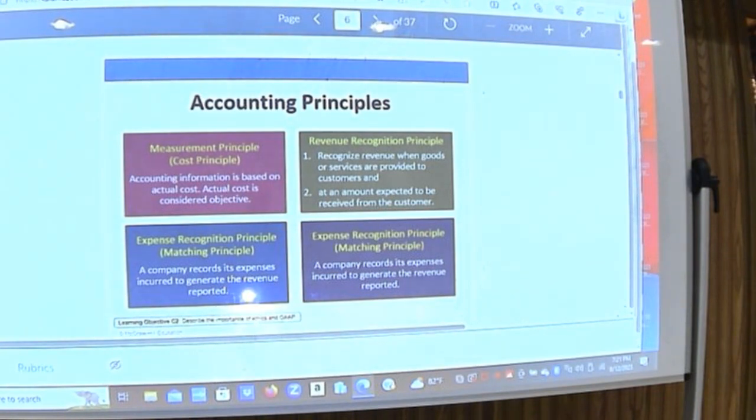And then on the bottom left there, expense recognition. You know what an expense is. Record expenses incurred to generate the revenue reported. Okay, it's kind of like a matching principle. You match the expense with the revenue, and then on the right-hand side is just another restatement of that expense recognition principle. A company records its expenses incurred to generate the revenue reported. We're matching the revenue with the expense incurred to generate that revenue.